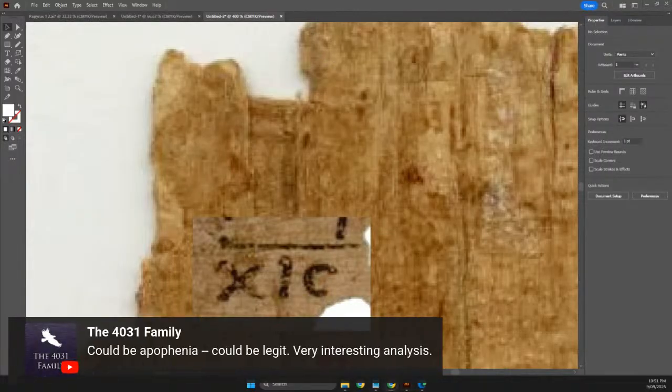The 4031 family says could be apophenia, could be legit. Very interesting analysis. Okay, apophenia, I have to look that one up. Apophenia: the human tendency to find meaningful patterns and connections between unrelated and random things. Okay, very interesting.